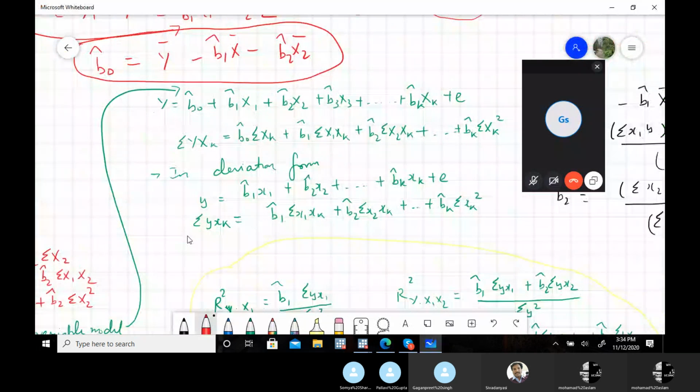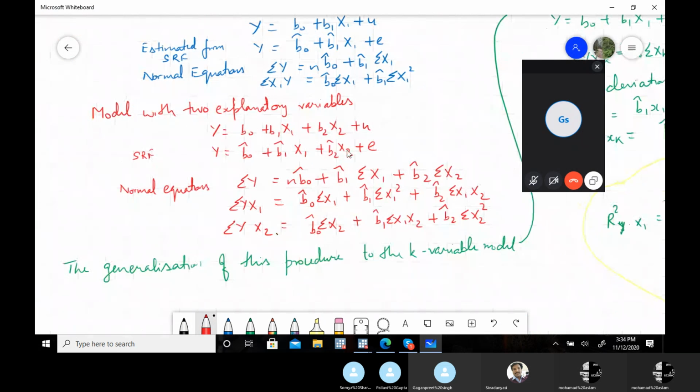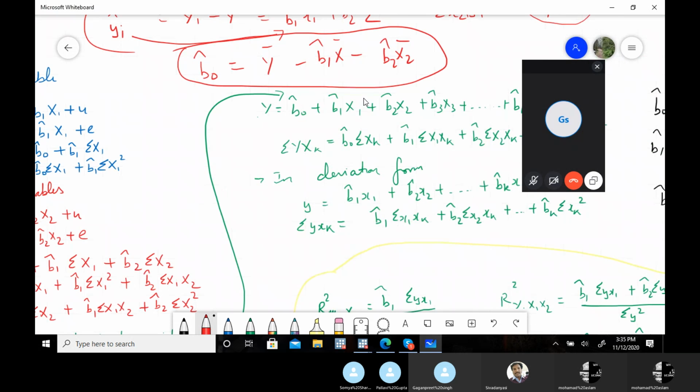One more important thing: suppose you have more than two independent variables. How do you get the normal equations? That process is very simple. Suppose you have k independent variables, then you just multiply with each of them. Like if you have two equations here, the first is the summation, then multiply with x1 for the second normal equation, then multiply with x2 for the third normal equation. So up to k, you can get these normal equations.